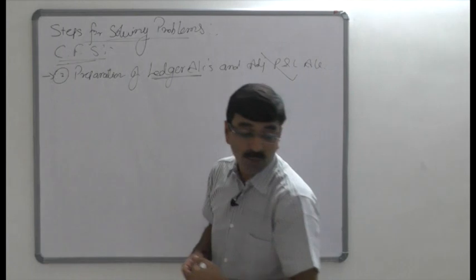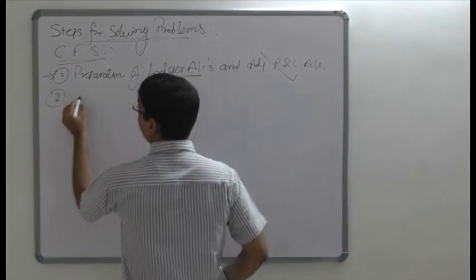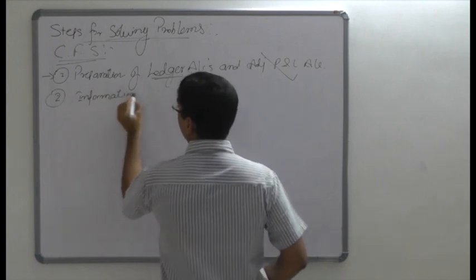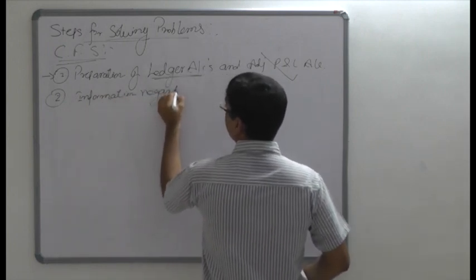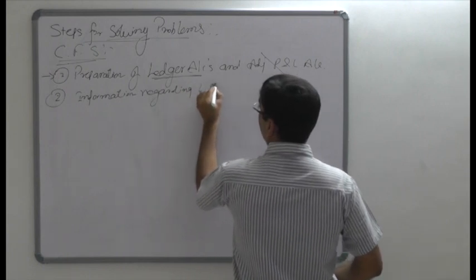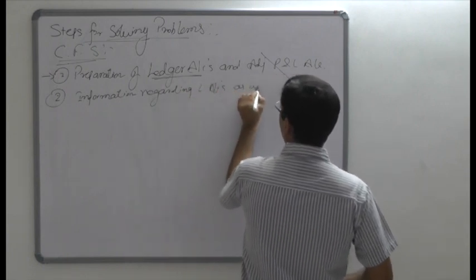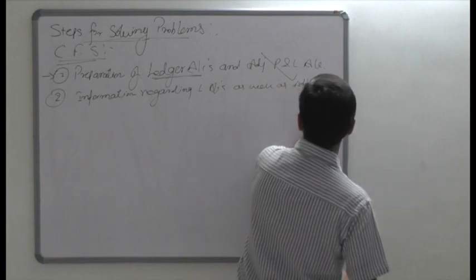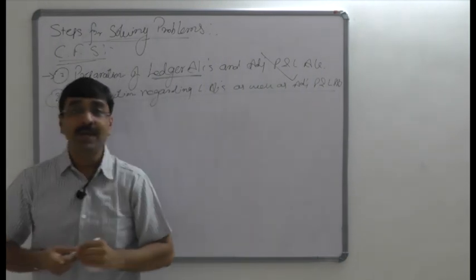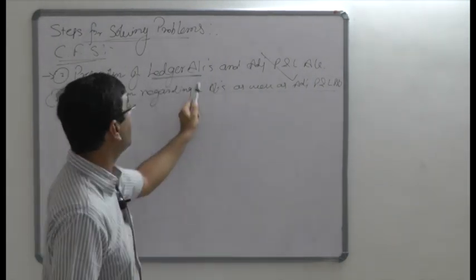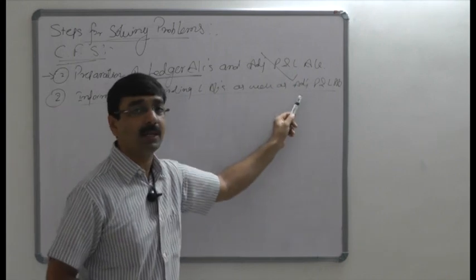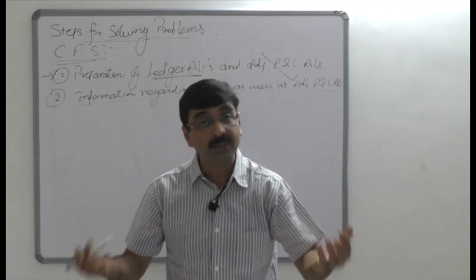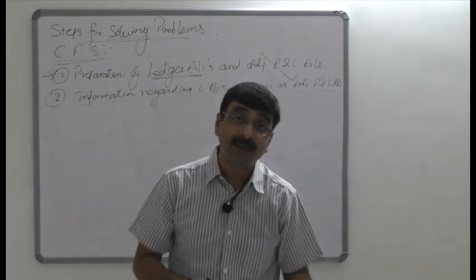The second thing is we need to identify the information regarding the ledger accounts as well as the adjusted P&L account to be recorded. Now, the identified information regarding the ledger accounts and the adjusted P&L account is written down in the respective accounts. Start with the opening and closing balances, then the effect of the adjustments, and all.